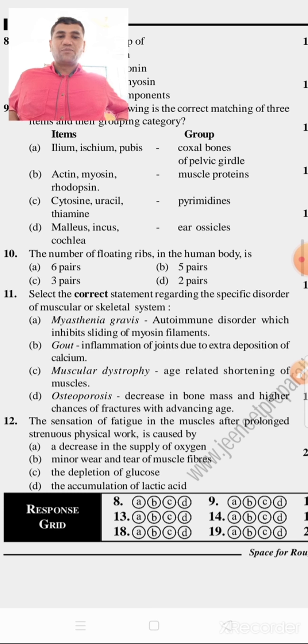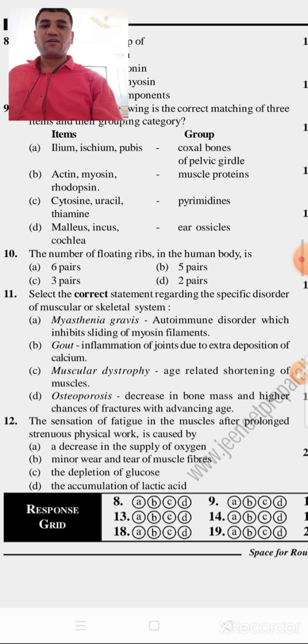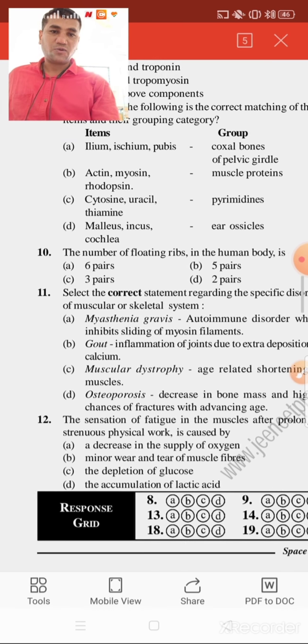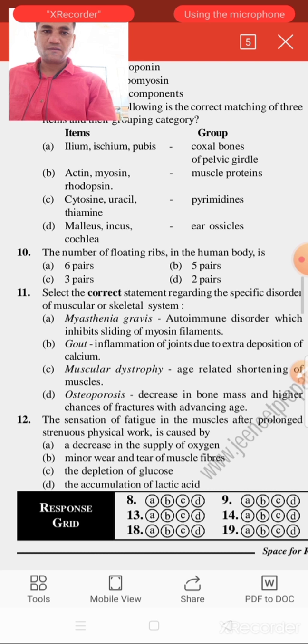Osteoporosis, decrease in the bone mass and higher chances of fractures with advancing age. Osteoporosis in the female will be the probable right answer because it occurs because of the following things. So D option.